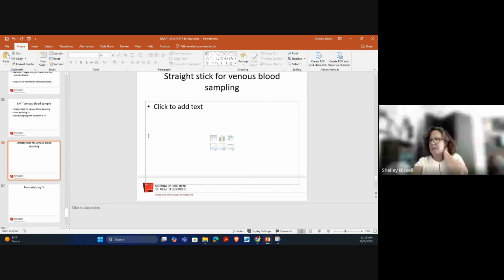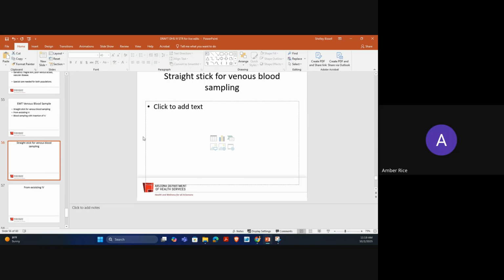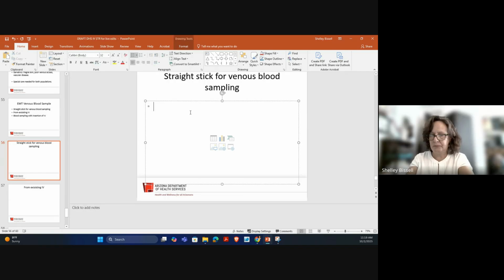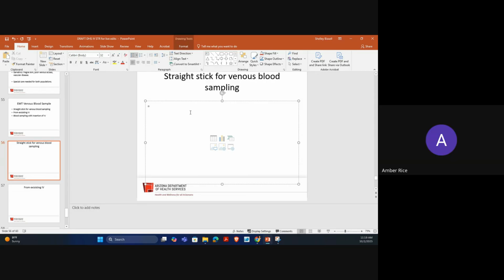What text for the straight stick for venous blood sample? Let's see, we need probably a picture. I don't do these very often. Maybe something about locations for where they would get the straight stick from, and then landmarks, things like that. And additional equipment, like vacutainer, accutainers, whatever equipment they're going to utilize for the draw.